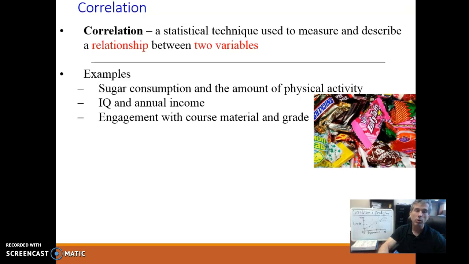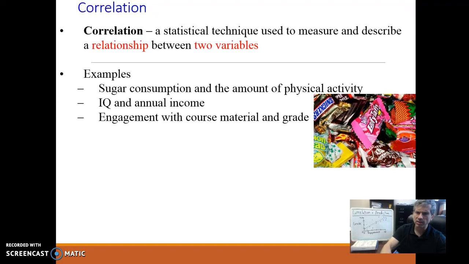And last, you could measure people's engagement with course material. So how involved they are, how active they are in working with that material and reviewing it, how low distraction their studying is, all things that involve being focused on what you're doing, and their grade in the course. You could correlate those two things as well.